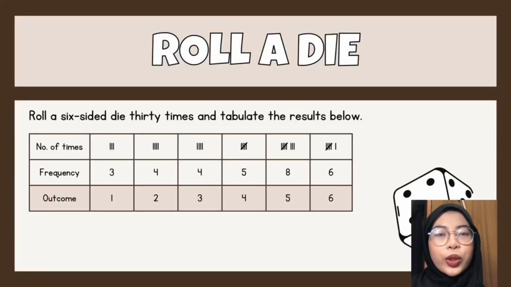Next, we are going to construct a table. The table shows the result of a 6-sided die being rolled 30 times. From the result, we can see the frequency for outcome number 1 is 3, for outcome number 2 is 4, for outcome number 3 is 4, for outcome number 4 is 5, for outcome number 5 is 8, and lastly for outcome number 6 is 6.